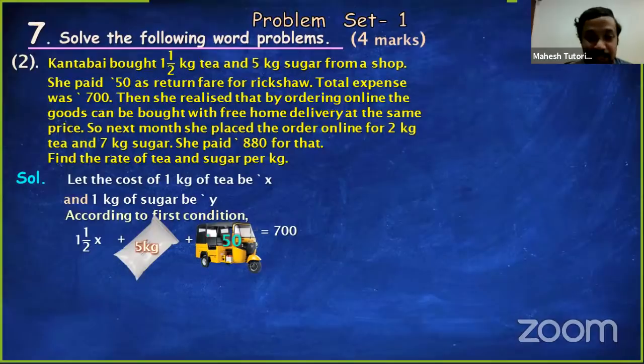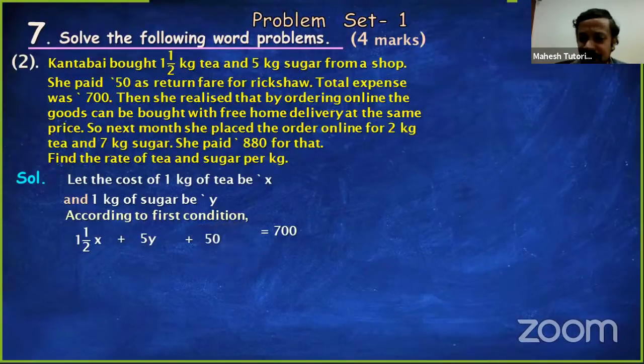Similarly, students, she has purchased 5 kg of sugar. As per our assumption, students, the cost of 1 kg sugar kitna hai? y. So for 5 kg, what will be the cost, students? 5y. Perfect. Now this rickshaw cost of 50 rupees will remain as it is. So the total is 700. I hope so, the formation of this equation is clear to every student. Let us simplify it further. Now look at the very first term.